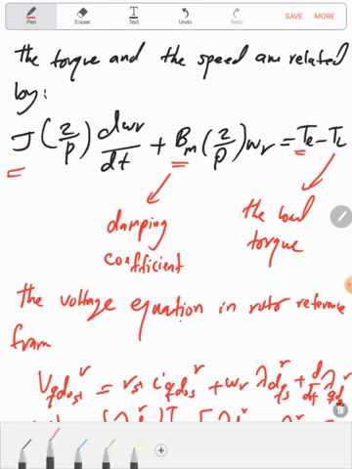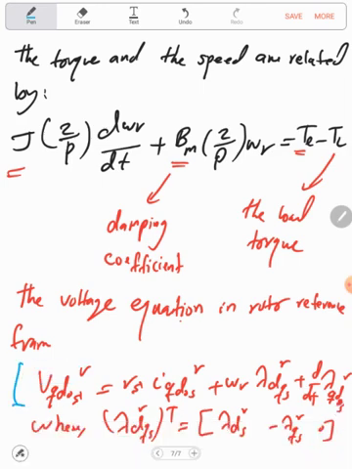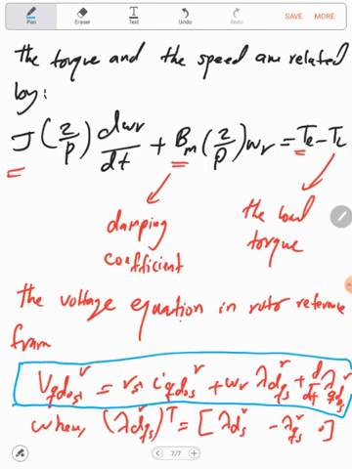Now we have an expression for the voltage equation in the QD reference frame, where we have a meaning for each term. For example, this one is the voltage drop across the resistance, Ohm's law, and this one is the induced voltage due to rotation, and this term is the induced voltage due to the static coupling.